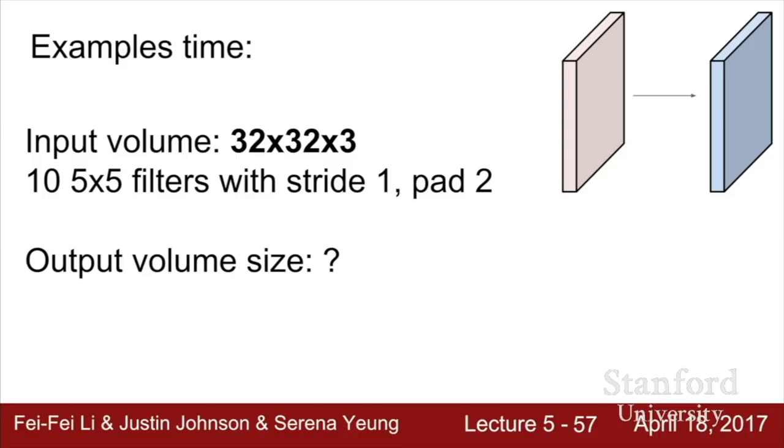Okay, so let's go through a couple more examples of computing some of these sizes. Let's say that we have an input volume which is 32 by 32 by 3. Here we have 10 5 by 5 filters. Let's use stride 1 and pad 2. Who can tell me what's the output volume size of this? You can think about the formula from earlier. Sorry, what was it? 32 by 32 by 10.